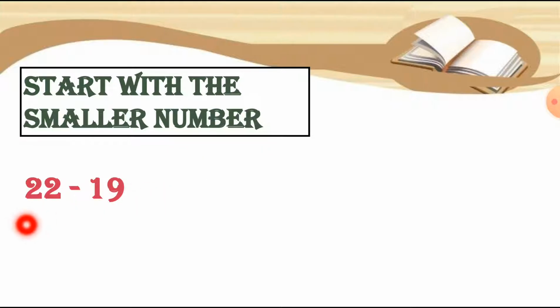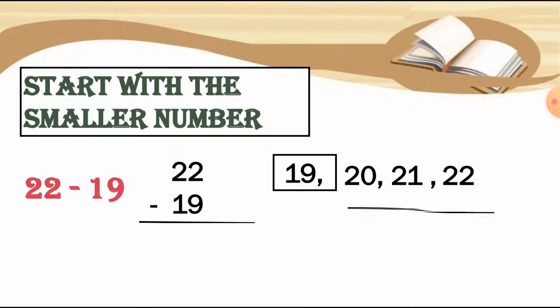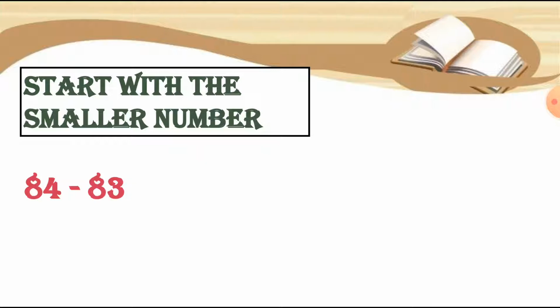Next one, 22 minus 19. In this we write the sum format first and start with the number 19. After 19, the number 20 comes, then 21 and then 22. So this is our answer. How many steps did we move forward? 1, 2, 3. Just 3 steps. So if you cut 19 from 22, you will get the answer 3 only. This way we get the answer easily. You have to try it by yourself also.